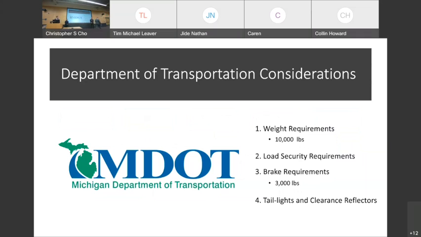The main constraints for our project come from the Department of Transportation. Since this project was designed and developed in the state of Michigan, we're using the Michigan Department of Transportation guidelines. There are four key regulations we want to keep in mind during the design process. The first is that a trailer with a gross weight over 10,000 pounds is considered a commercial trailer, with more stringent requirements on it. So we want to stay below that for our trailer.